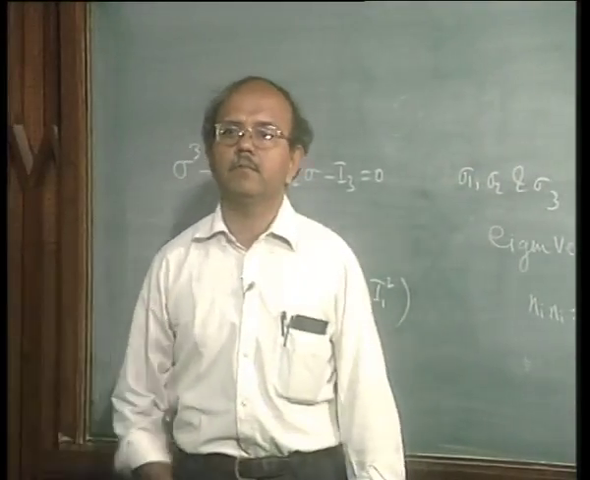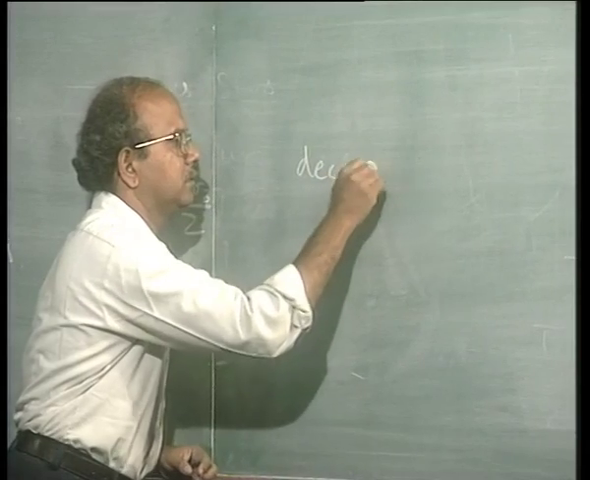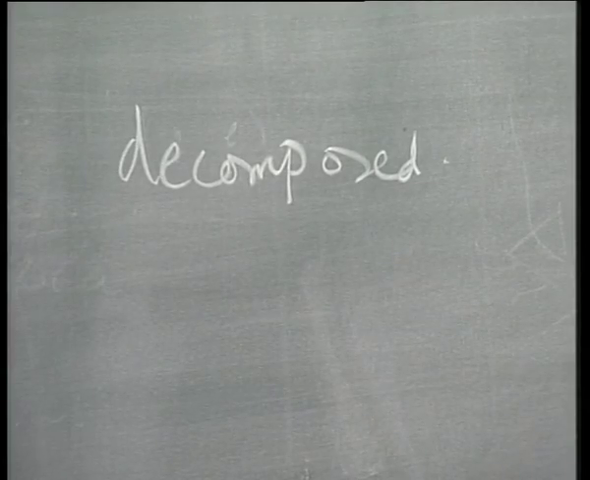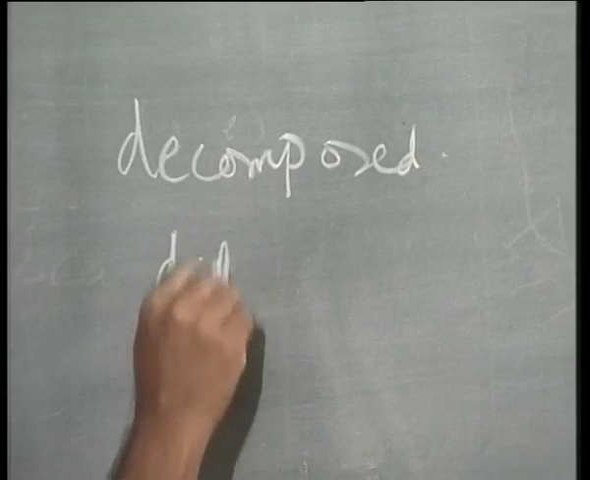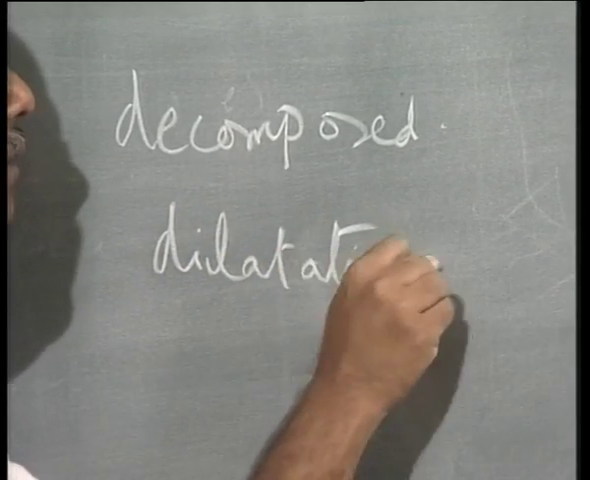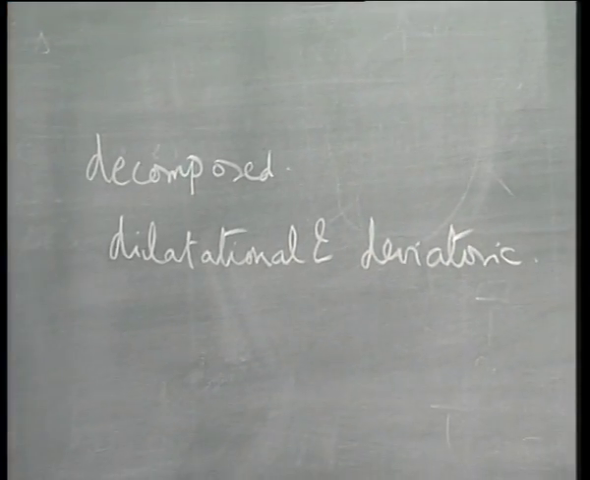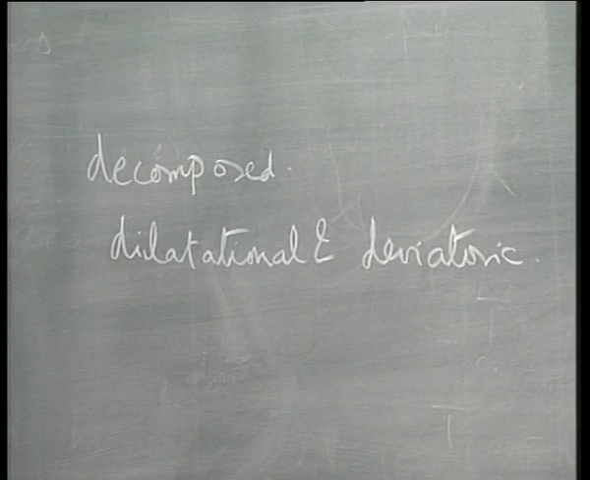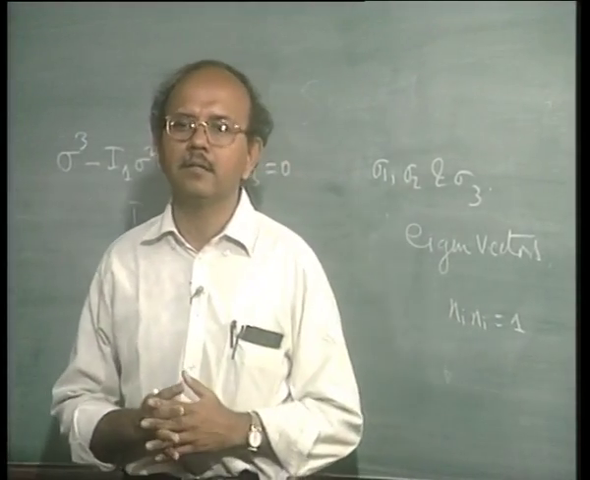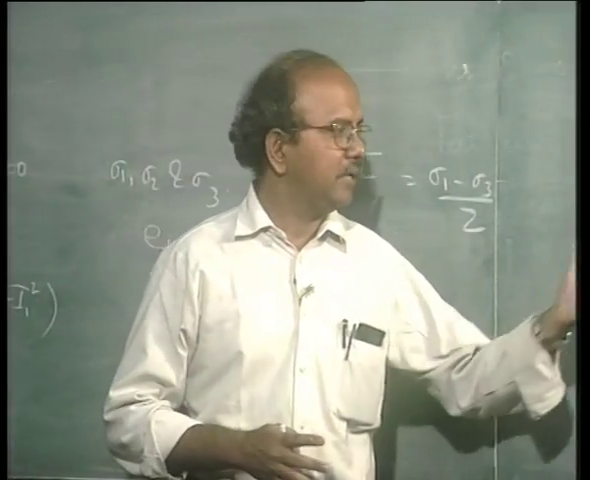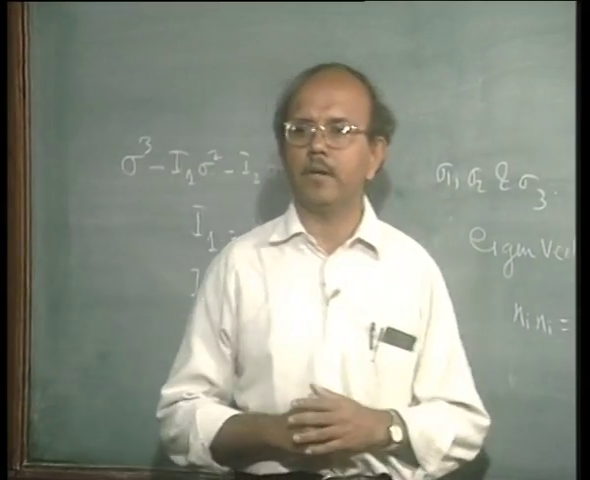Mises said that the stress tensor can be decomposed, more importantly additively decomposed, into two parts, which he called dilatational and deviatoric. He said that the stress tensor can be additively decomposed into a dilatational part and a deviatoric part. A dilatational part is also called the hydrostatic part.